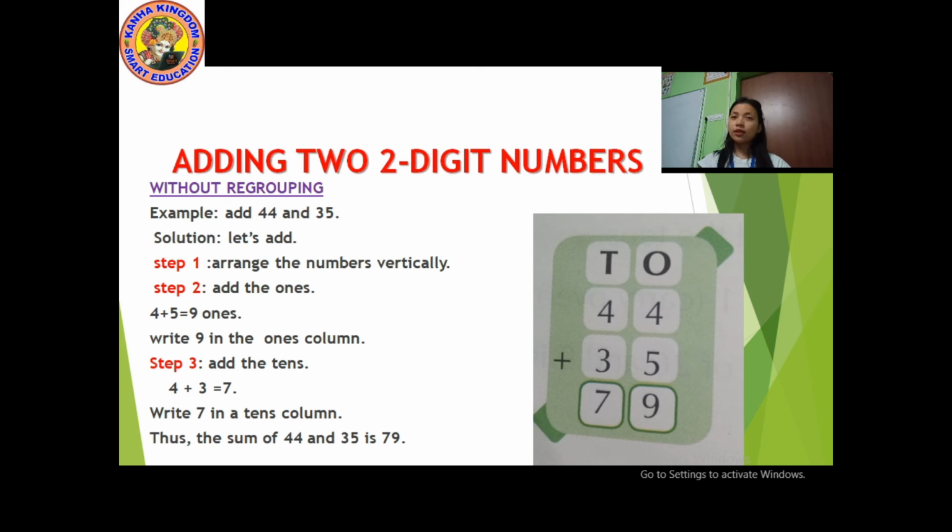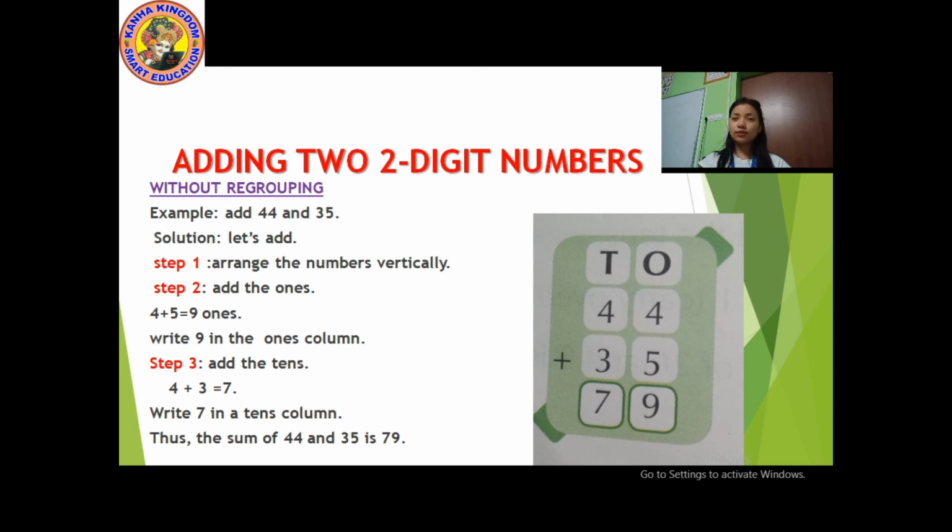Okay, student. Now step 3 is add the tens. Now we are going to add the tens. See, in the number 44, 4 is the digit which is in the tens place. In the second number, that is 35, 3 is a digit which is present in the tens place.